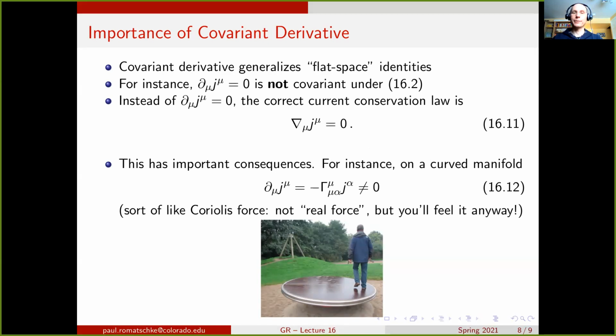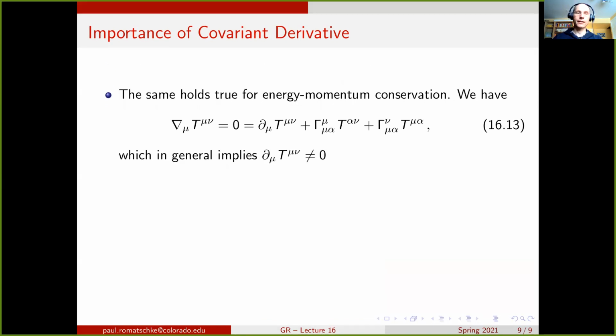But in practice, it doesn't matter because the effect on objects will be there and will be given by these geometric forces. And whether you call this a real force or fictitious force doesn't matter because the end effect is the same. Note that this fact that we have to replace flat space conservation laws by curved space variants is true for other conservation laws as well.